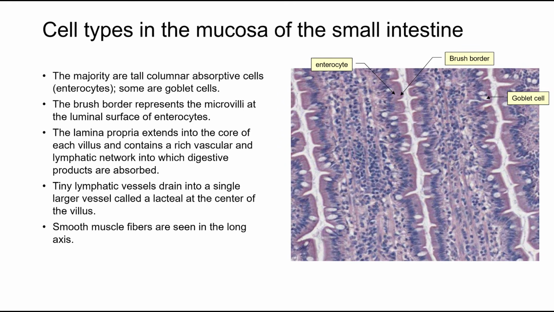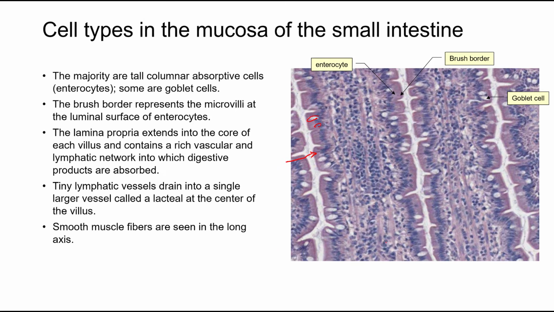The cell types that are present in the mucosa: the majority of cells are the tall columnar cells, the absorptive cells. Look at them here with an oval, basally located nucleus, and they are called enterocytes. In between them are the goblet cells, and you can see here this hazy border which represents the microvilli, and it's called the brush border in light microscopy.